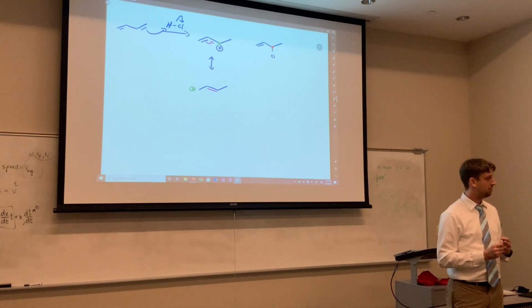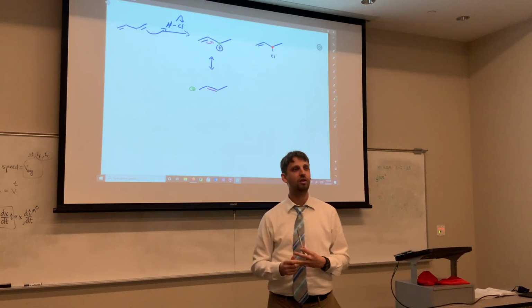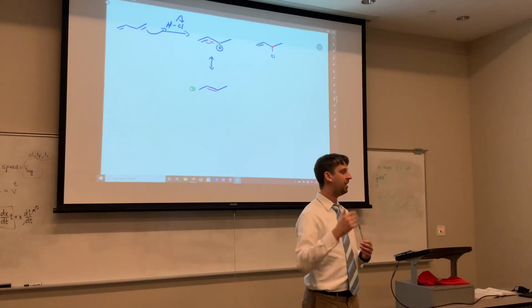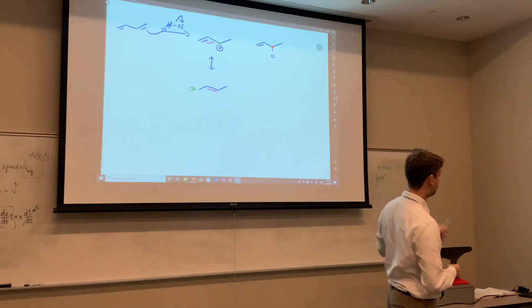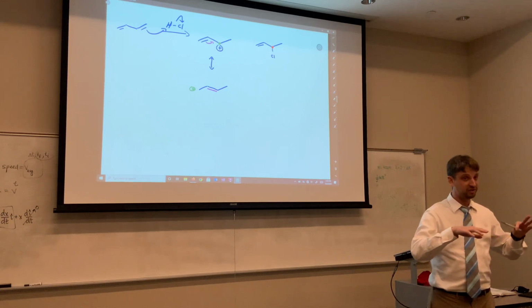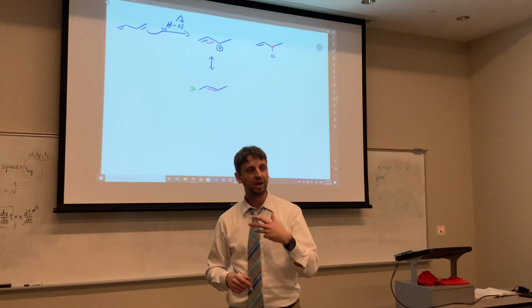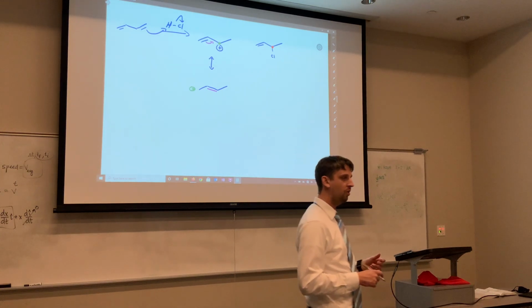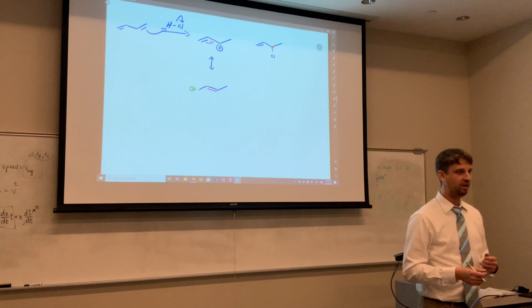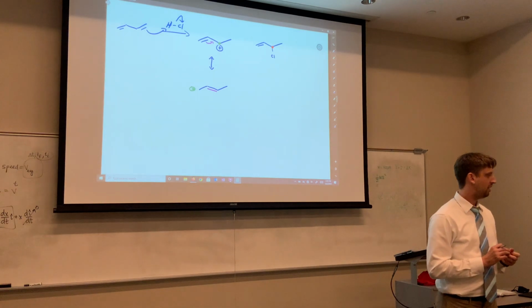No. What do we know about resonance structures? Resonance structures are instantaneous, right? Both of those exist at the same time. Not necessarily 50-50, but both of them exist at the same time. So is it really a primary carbocation? No. Is it really a secondary carbocation? No. Is it somewhere in between? Yes. Okay.